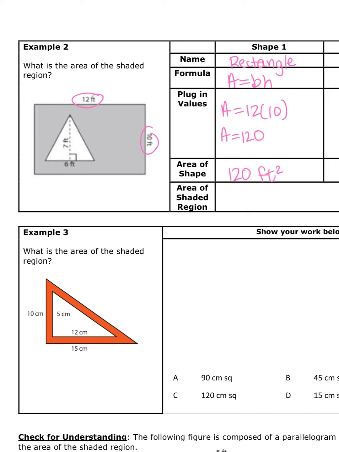And now I'm going to find the area of the triangle. Remember, when I'm looking for my base and height of the triangle, your base and height must make a right angle. So this is showing me the height and the base. So that would be 7 and 6.